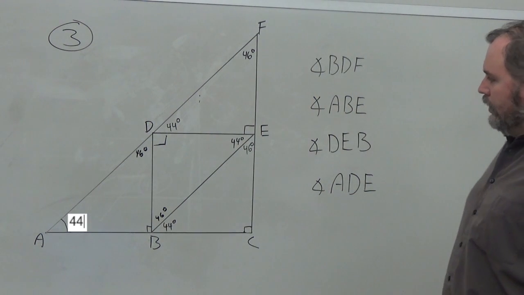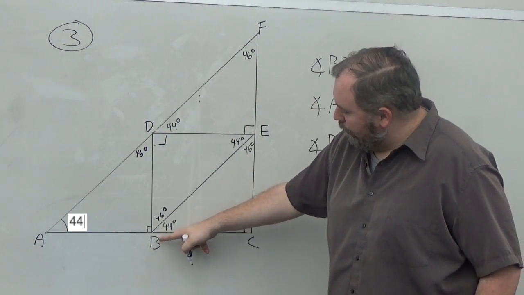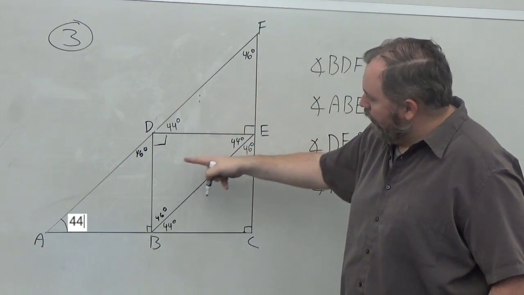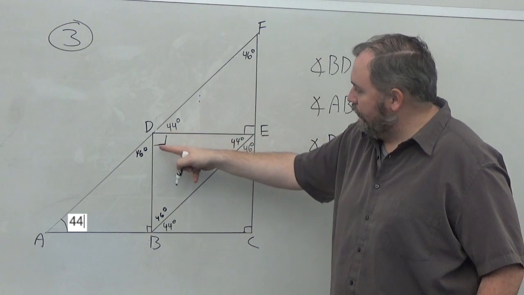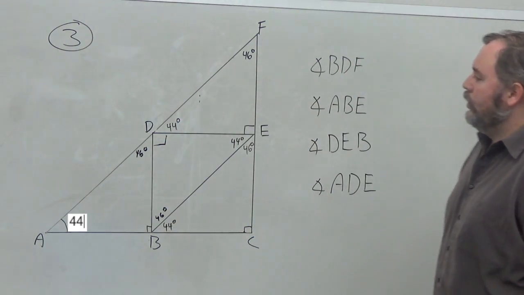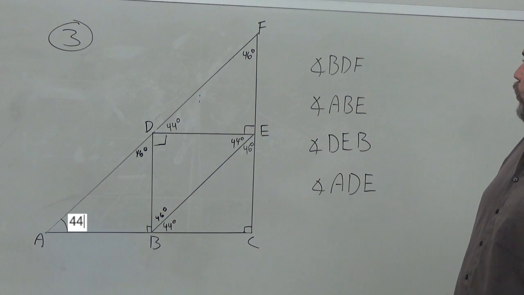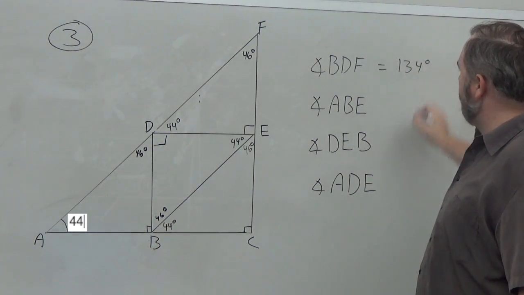Now, let's actually look at the questions. BDF, all right? So B, D, F. I want from here to here. Well, I know this is 90 and this is 44, and they're adjacent angles, and they make BDF. So when I add those together, I get 90 plus 44, and I get 134 degrees.